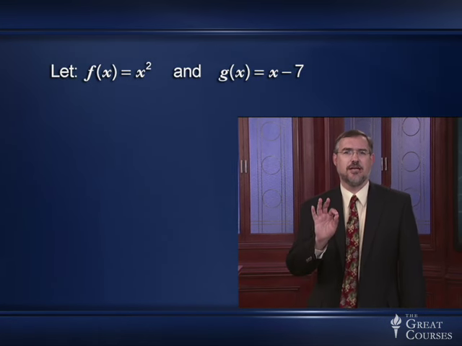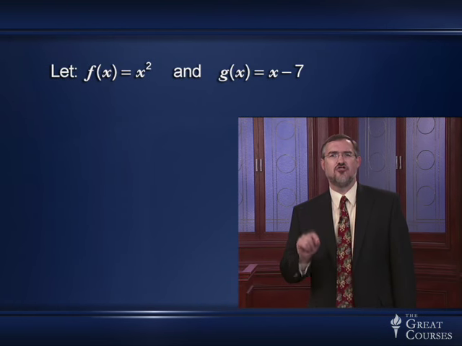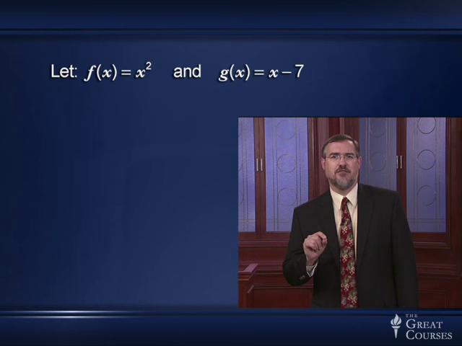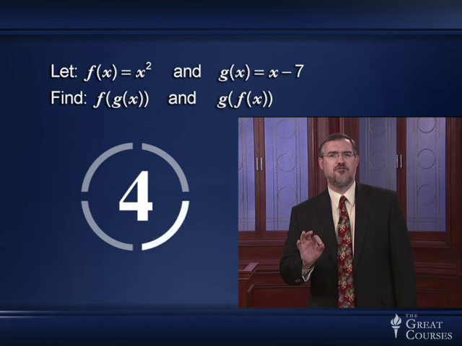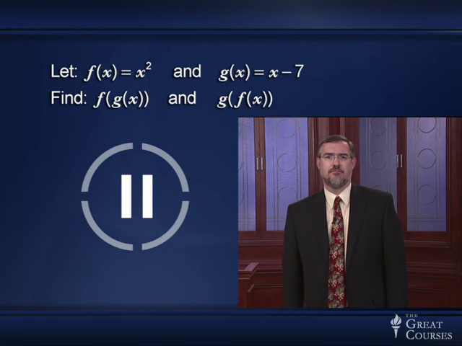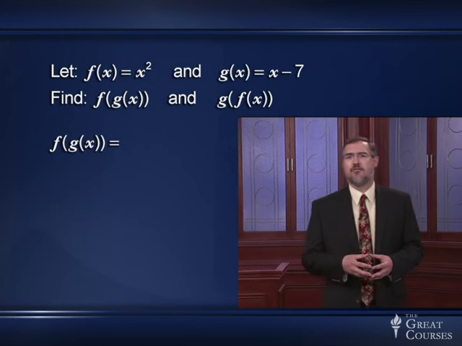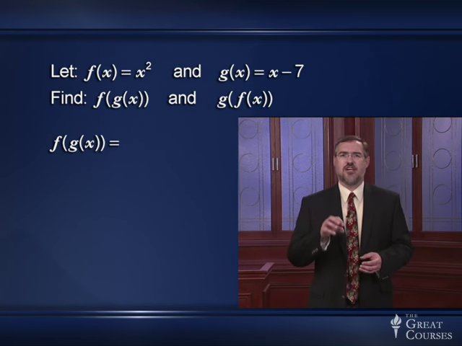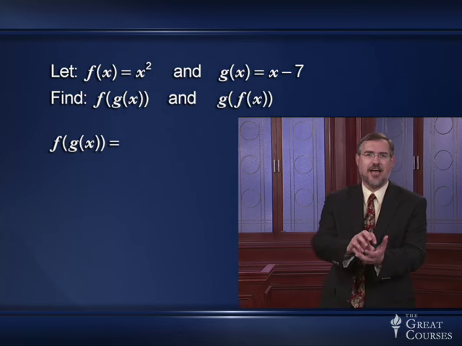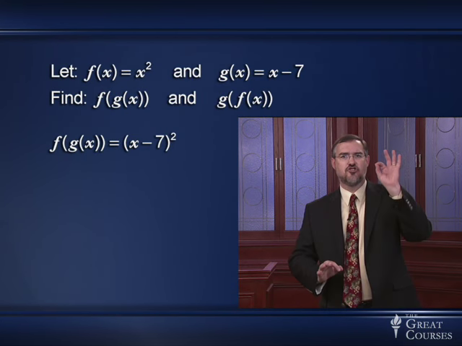All right, let's look at one more composition problem just to make sure we've got it down. See if you can do the following composition. Let f of x equal x squared and g of x equal x minus 7. I want you to find f of g of x and g of f of x. Okay, what answers did you come up with? Well, let's start with f of g of x. I'm now going to take g of x and plug it in to f, and when I do that, I'm going to have (x minus 7) squared.